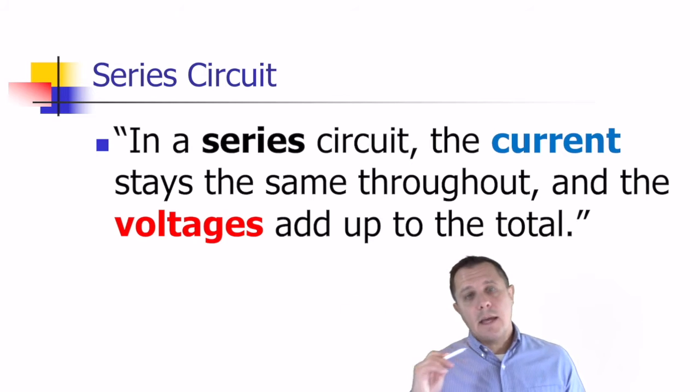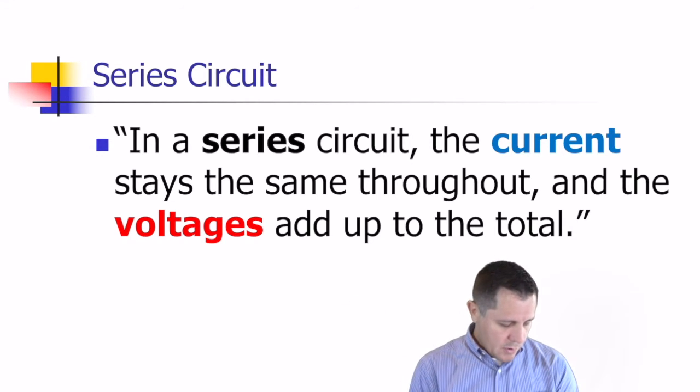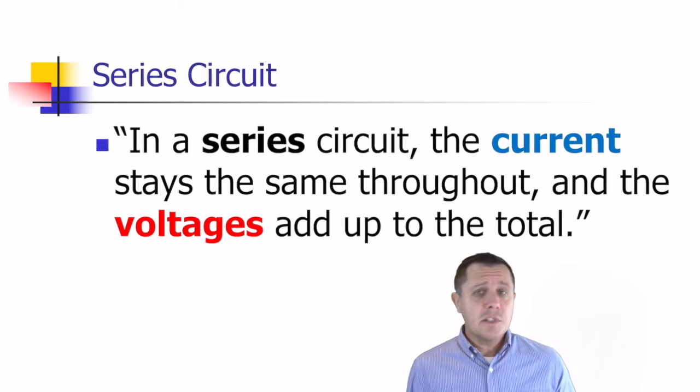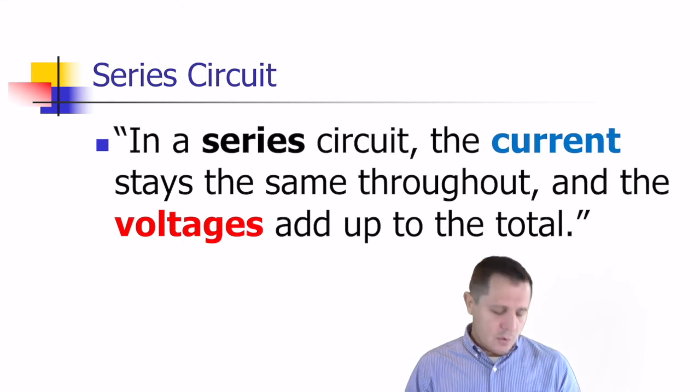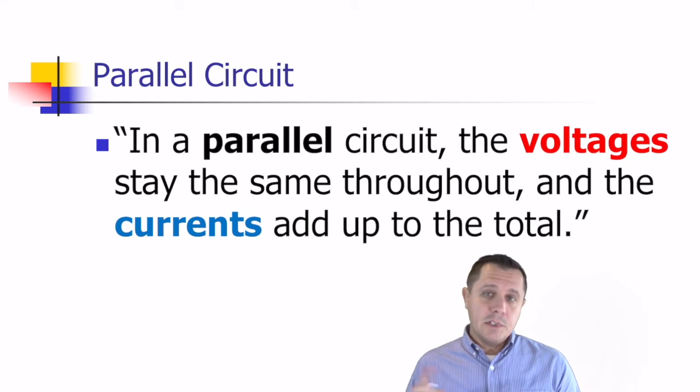Now let's compare that to what we're going to talk about with parallel. With parallel, notice the blue and the red, those are just going to get swapped. So when we talk about parallel, you would just swap those words out. So in a parallel circuit, the voltages are going to stay the same throughout, and the currents will add up to the total.